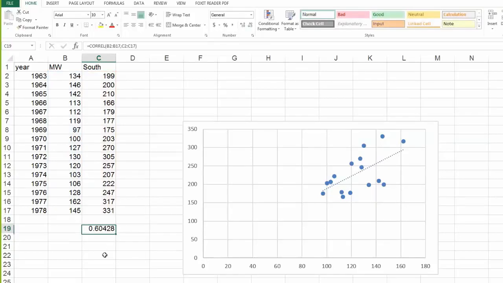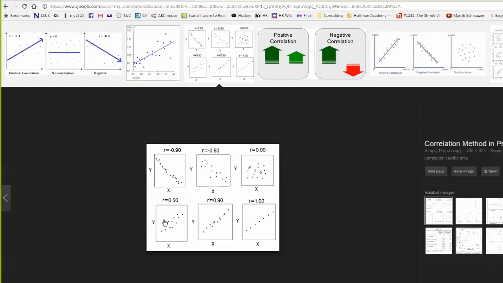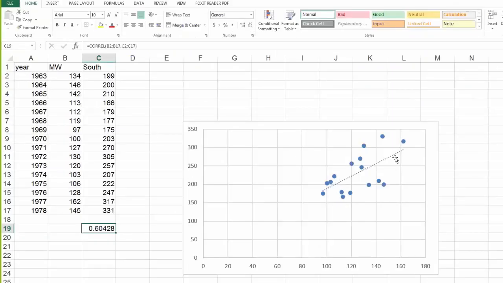Hit enter, it's positive, which is what I expected. The trend line kind of verifies that too. And it's 0.6, so a little bit better than the 0.5 that I had in my picture over here, but certainly not close to the 0.9s or the 1 or something like that.